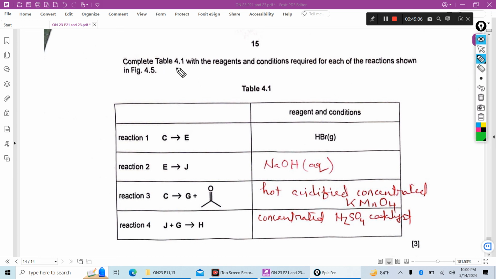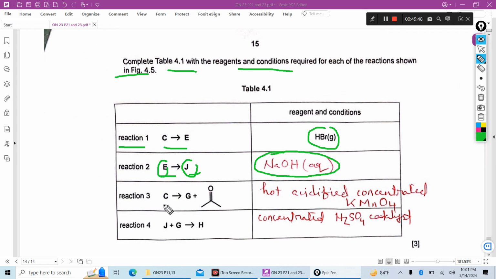Complete table 4.1 with the reagent and conditions required for each of the reactions shown in the figure. Reaction 1, C to E, alkene to haloalkane, so the reagent hydrogen bromide is given. E to J, haloalkane to alcohol, so aqueous sodium hydroxide. Any haloalkane produces an alcohol J, so aqueous sodium hydroxide is the reagent. Aqueous, you can write sodium hydroxide aqueous, this is the condition.